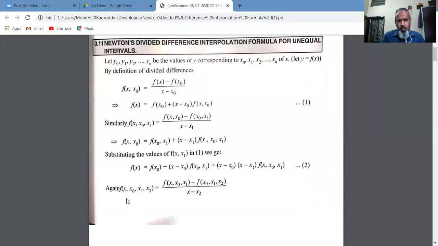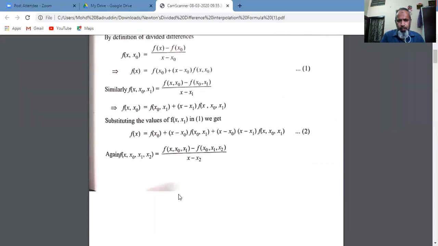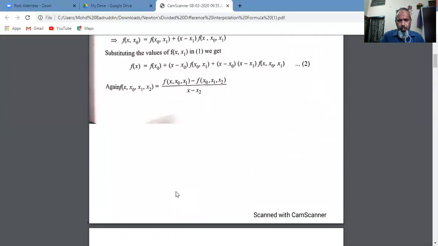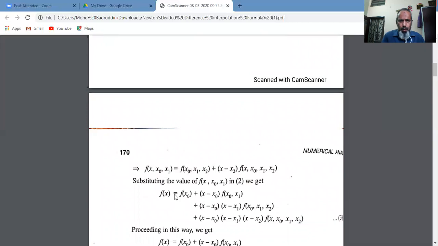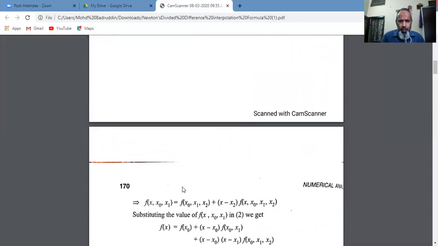Similarly, the third divided difference is f(x, x0, x1, x2). So how can we write this? It is [f(x, x0, x1) − f(x0, x1, x2)] / (x − x2). So this is the third order divided difference. Now, how can we write this again?